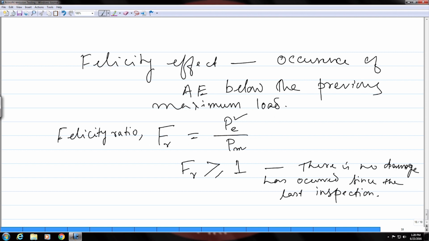And on the other hand, if it is less than 1, then you know that your existing load at which the emissions are occurring is lower than the previous maximum load. So, that would indicate that there is some damage in the structure. So, this is indicative of cumulative or permanent damage.